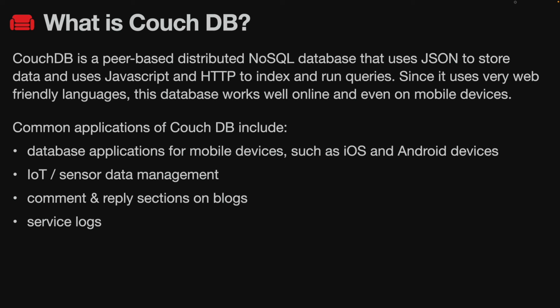What is CouchDB? CouchDB is a peer-based distributed NoSQL database that uses JSON to store data and uses JavaScript and HTTP to index and run queries. Since it uses very web-friendly languages, this database works well online and even on mobile devices. Common applications of CouchDB include database applications for mobile devices such as iOS and Android devices, IoT sensor data management, comment to reply sections on blogs, and service logs.